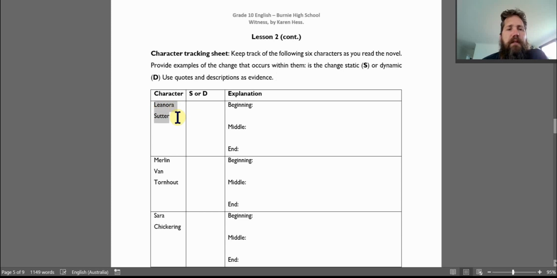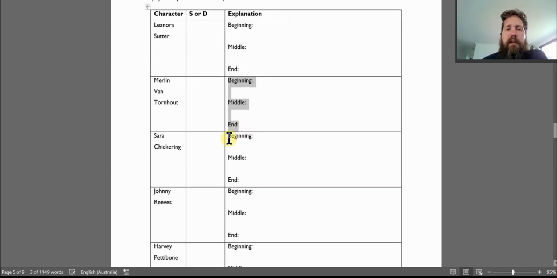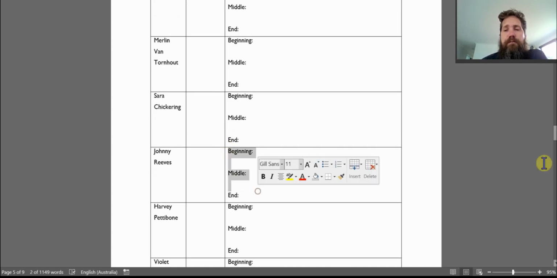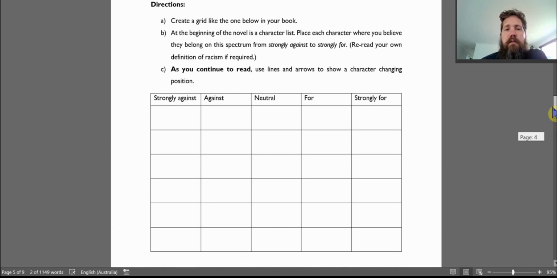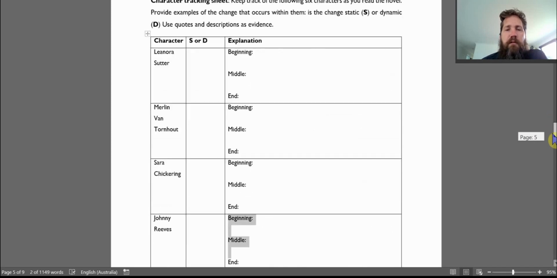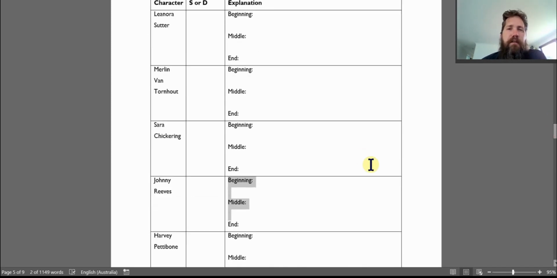We have Leonora Sutter, Merlin von Tannhout, Sarah Chickering, and how they might change over the course of the novel. Now, you could put a general description in here, or you could put a quote, but this is another character tracking sheet that you update as you read the novel. Okay, so along with this spectrum of opinion, you also have this character tracking sheet. Now, this shows your teachers that you understand character development. So keep this close to hand when you're reading.